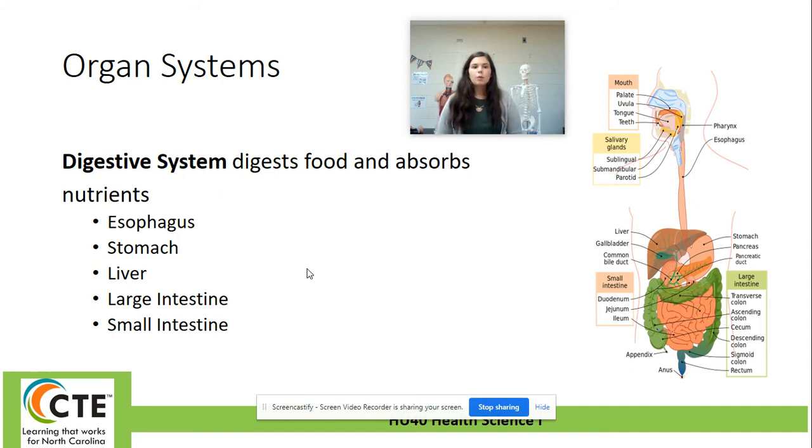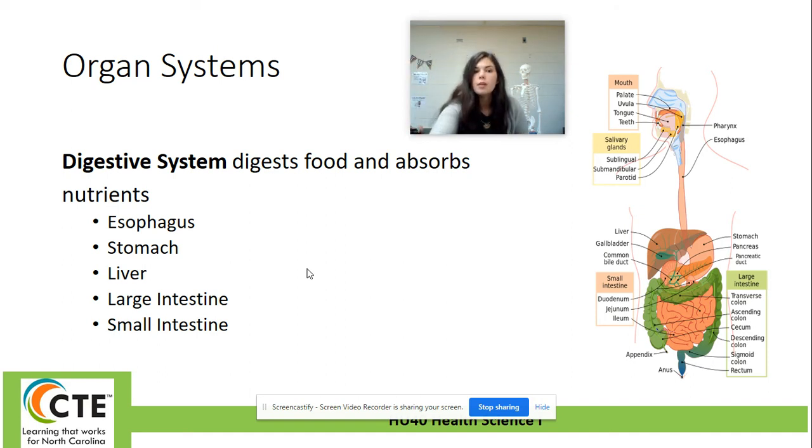But some of the more common ones are your esophagus, your stomach, your liver, your large intestine, and your small intestine. So I guess I should have left this guy over here. Sorry. So basically, everything from here down is a part of that digestive system. We have the small intestine, the large intestine, and we're going to be talking about how each of those work together in order to digest our food.